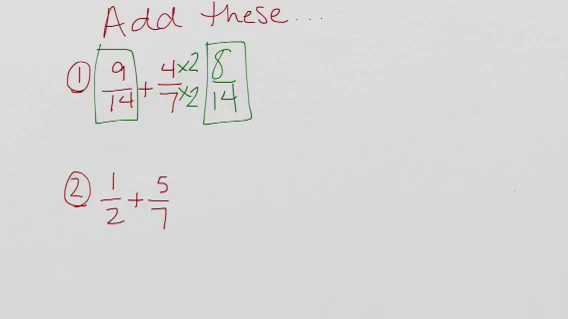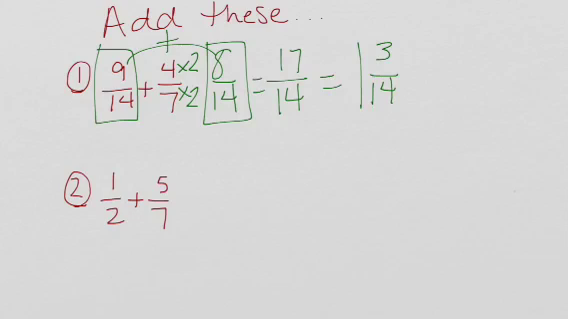Now I'm not done yet. Now I actually have to put the two together. So 9 plus 8 is 17. The 14 remains the same. They're 14ths. And that's an improper fraction. So I need to convert that. 14 goes into 17 one whole time. And I'm going to have 3 pieces left over. And they are 14ths. I cannot simplify that. 3 and 14 don't share any other factors other than 1. So that's my final answer.